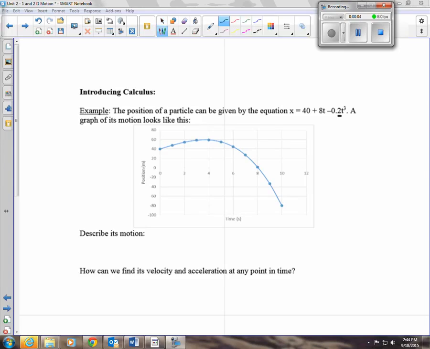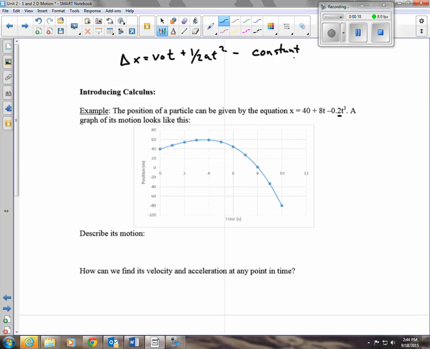Okay, so now we're going to introduce calculus, and the reason why we need to use calculus is this. All these equations we've been using assume constant acceleration. So every problem that we've done so far in, say, AP Physics 1 or so far in AP Physics C have been constant acceleration problems. We need to use calculus when the acceleration is not constant.